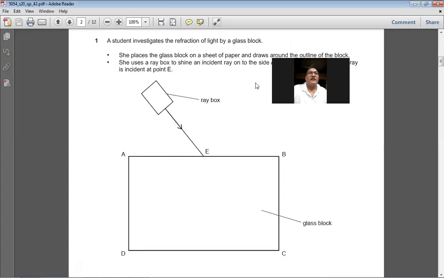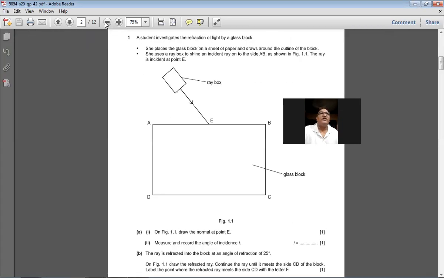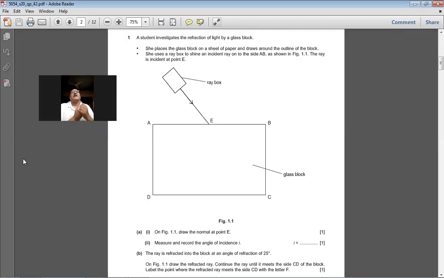So the question number 1 is coming up on your screen. Let me reduce the size so you can see the whole thing. A student investigates the refraction of light by a glass block. She places the glass block on a sheet of paper and draws around the outline of the block. She uses a ray box to shine an incident ray onto the side AB as shown in figure 1.1. The ray is incident at point E. Part A says, on figure 1.1, draw the normal at the point E.